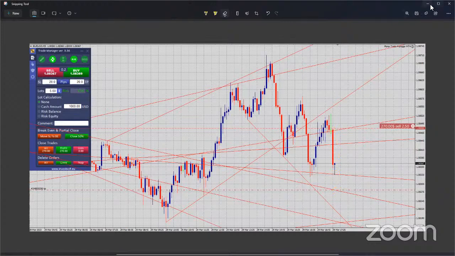Same thing for US 30, same thing for gold. I have ideally the same setup or the same trend lines. Share screen. Let me minimize this. Share. Okay.